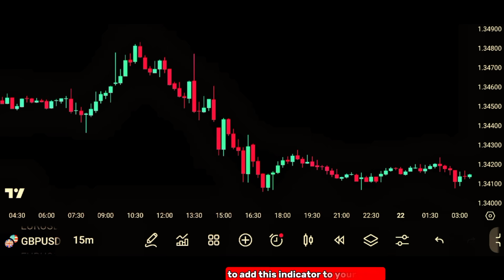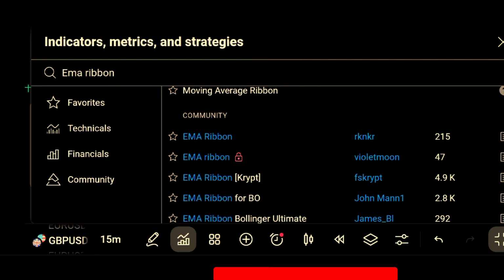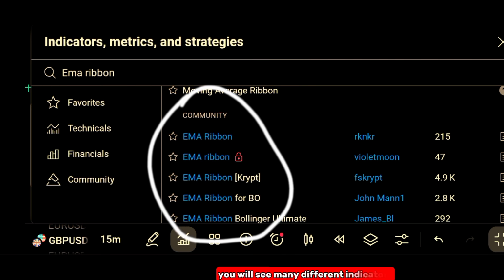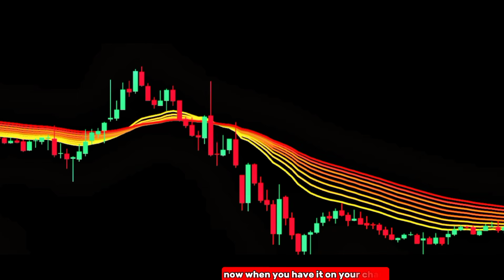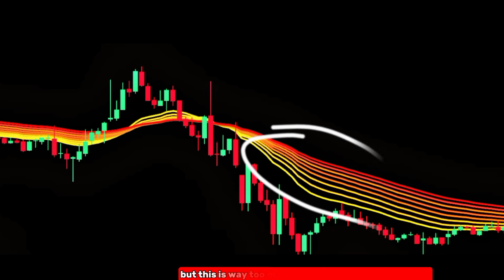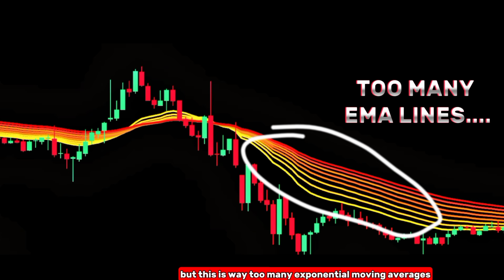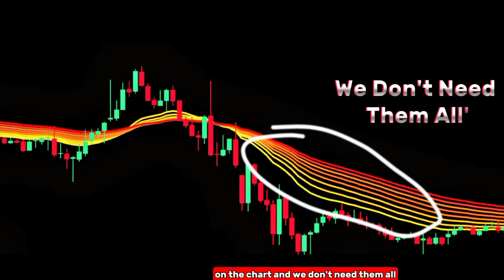To add this indicator to your chart, all you have to do is go to TradingView and click on the Indicators tab. And on the Indicator tab you type EMA ribbon and then search it. You will see many different indicators, but pick only the one by crypt. Now, when you have it on your chart, at first you are going to see this appear on your chart, but this is way too many exponential moving averages on the chart, and we don't need them all. So we are going to remove some of them and only keep the ones that are going to help us to get great trading opportunities in the market.